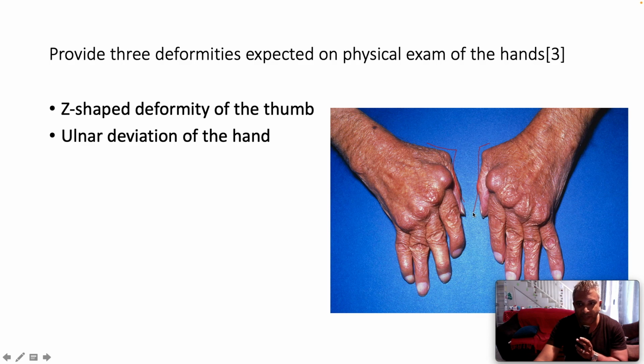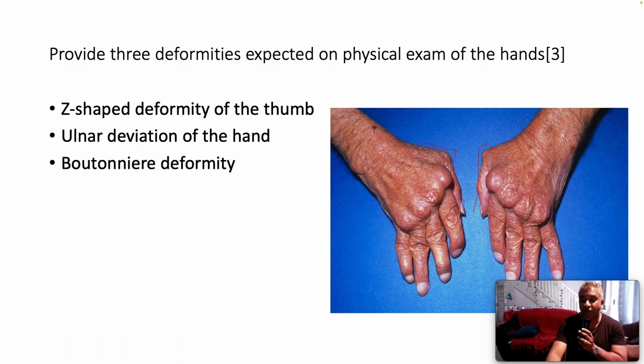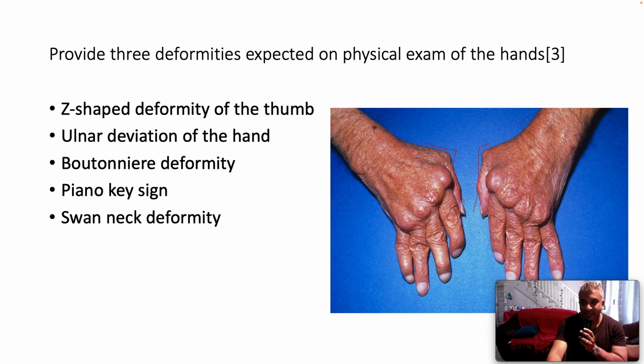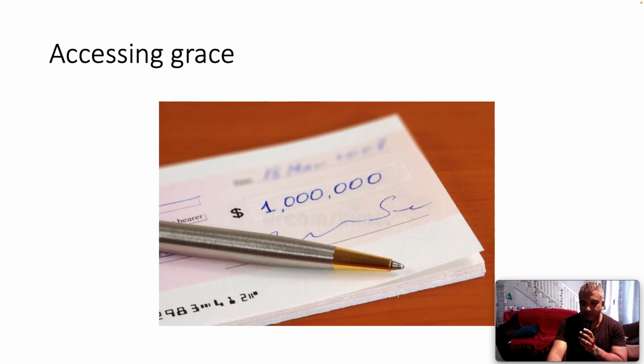And of course, we get ulnar deviation of the hand, especially volar subluxation and ulnar deviation at the metacarpophalangeal heads that we can appreciate. We have boutonniere deformity and the swan neck deformity. Right? So swan neck deformity basically happens at the distal interphalangeal joint of the fingers. Boutonniere happens at the proximal interphalangeal joint. You can get the piano key sign, which involves the ulnar styloid, right? And you probably mentioned the swan neck deformity.